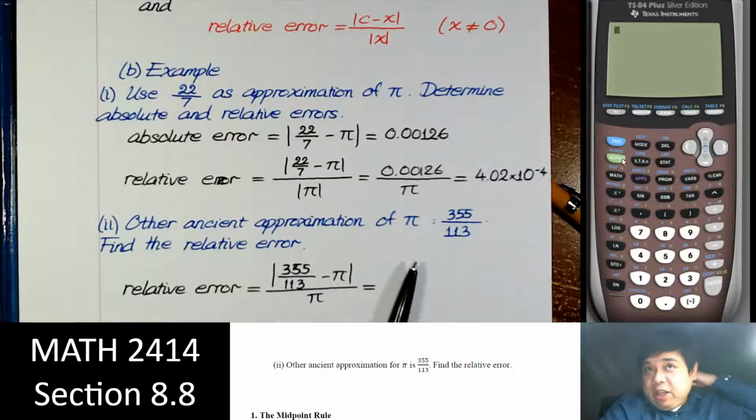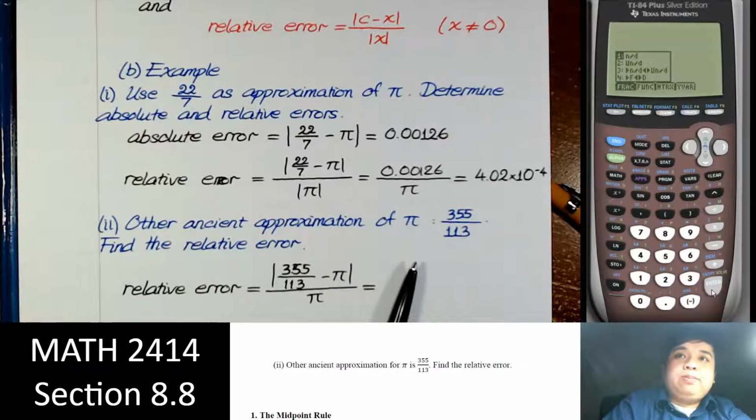If you want to put everything at once, hit alpha equal to a fraction, and then alpha equal to another fraction, 355 over 113, subtract pi, divided by pi. If it is negative, we just put the absolute values to it to turn it positive.